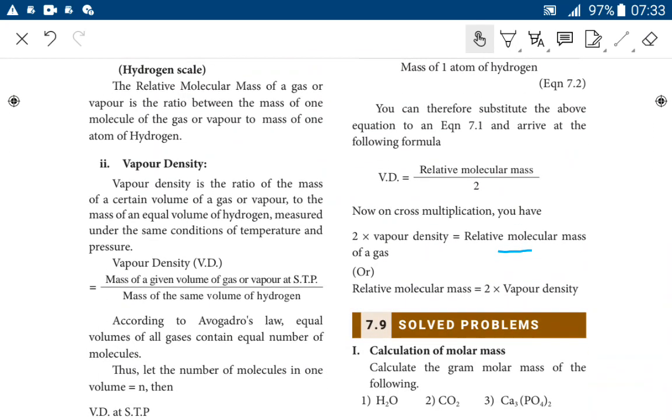So vapor density can be written in derivation form: vapor density Vd is equal to the mass of a given volume of gas or vapor, all taken at the same temperature and pressure, by the mass of the same volume of hydrogen. Same volumes of gases always contain the same number of molecules. This is based on the Avogadro hypothesis, which says equal volumes contain equal numbers of molecules. That is V proportional to N.